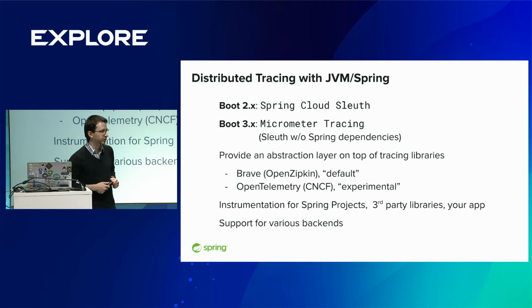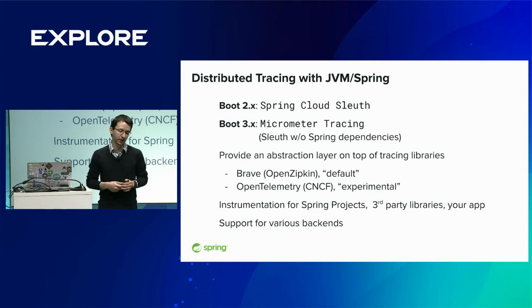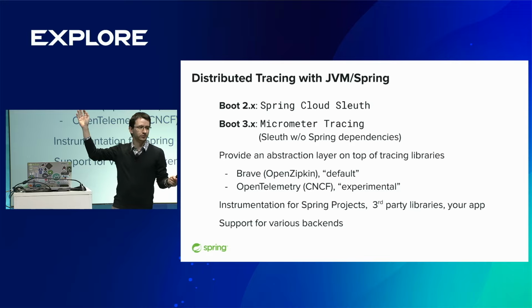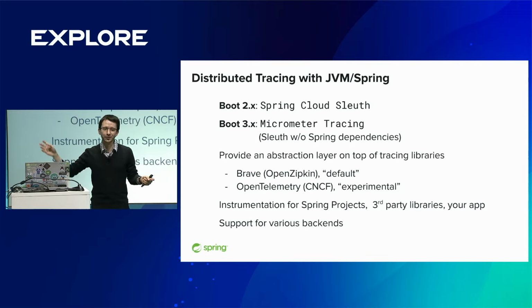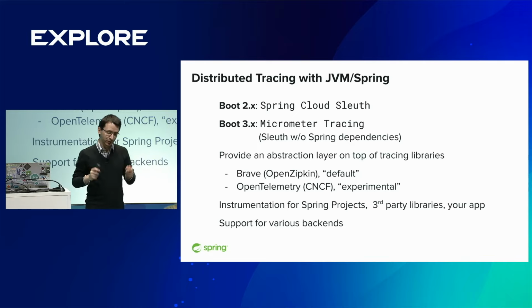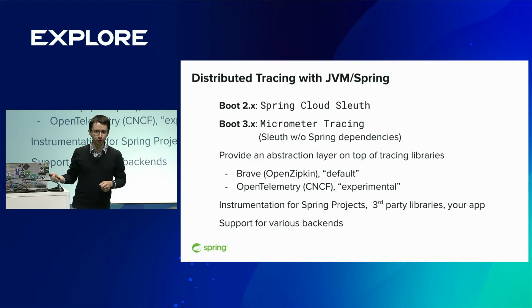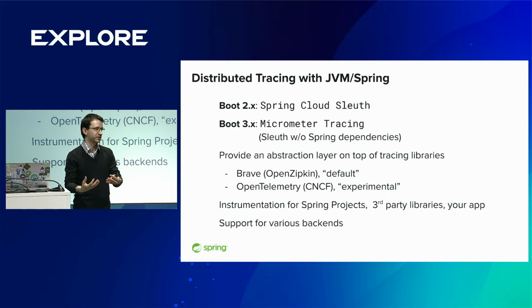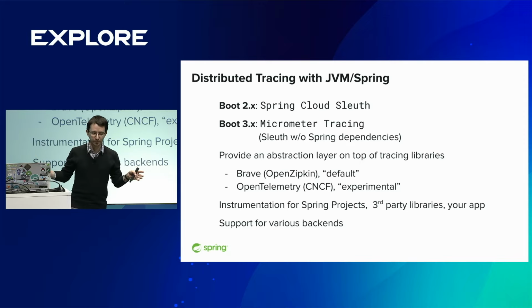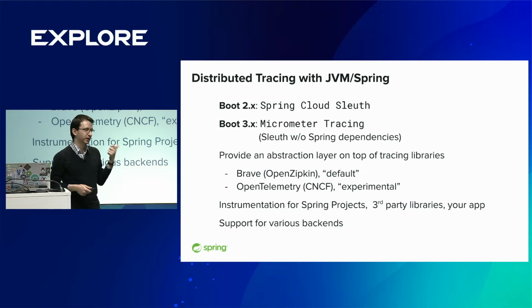If you want to implement distributed tracing, there is a difference between using Spring Boot 2 and Spring Boot 3. How many of you are using Spring Boot 2? One, two, a couple. Okay. If you are using Spring Boot 2, we recommend Spring Cloud Sleuth, which is the distributed tracing support for Spring Boot 2 based projects. But if you are using Spring Boot 3, or you are not even using Spring Boot but any JVM application, then we recommend using Micrometer Tracing.